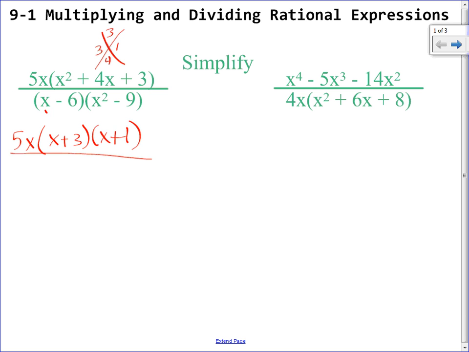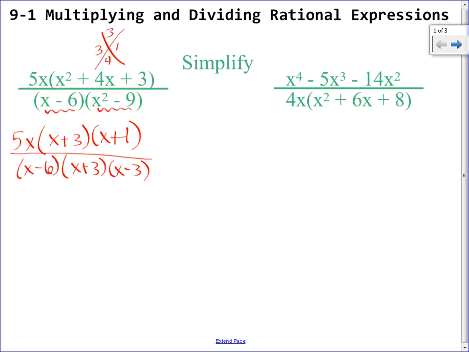Can we factor this? Yes. But we can factor this. So we've got x minus 6. What's this factor to? X plus 3, x minus 3.